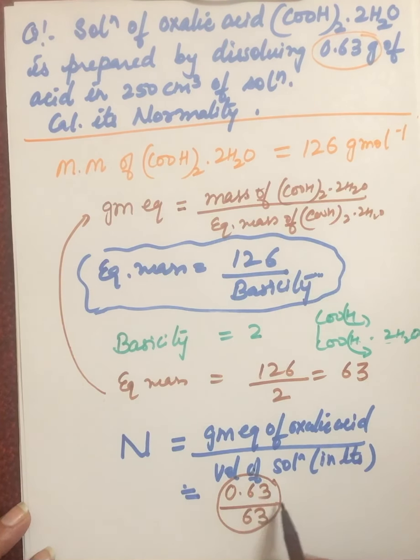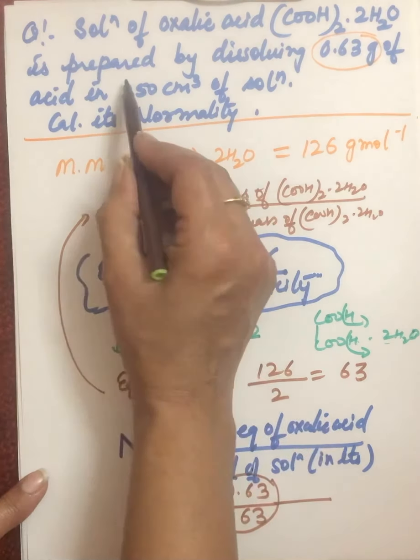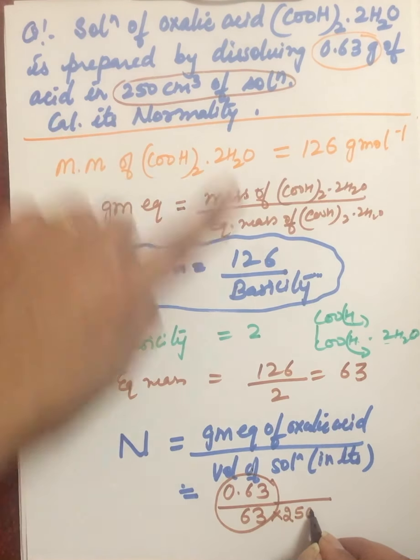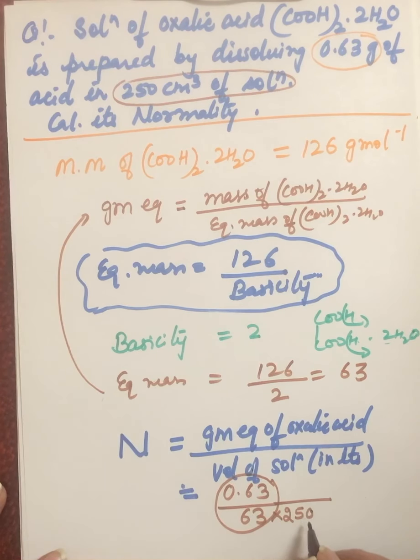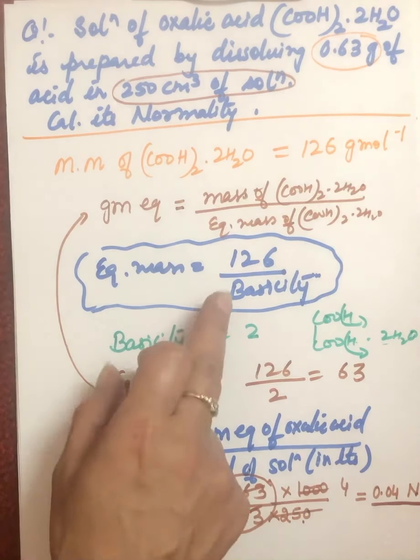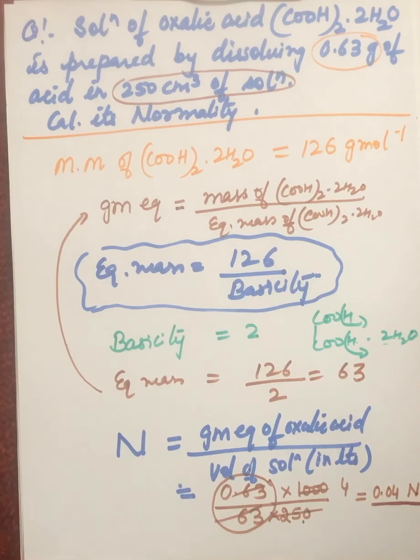Divided by the volume of solution. How much is the volume of solution given here? 250 centimeter cube of solution. But this is in centimeter cube. We need to calculate that in liters. So divide this by 1000. So how much will we get here? 0.04 N. This is the answer, that is how we can calculate the normality. For normality, we need equivalent mass, and for equivalent mass, we need the molar mass and basicity, or acidity.